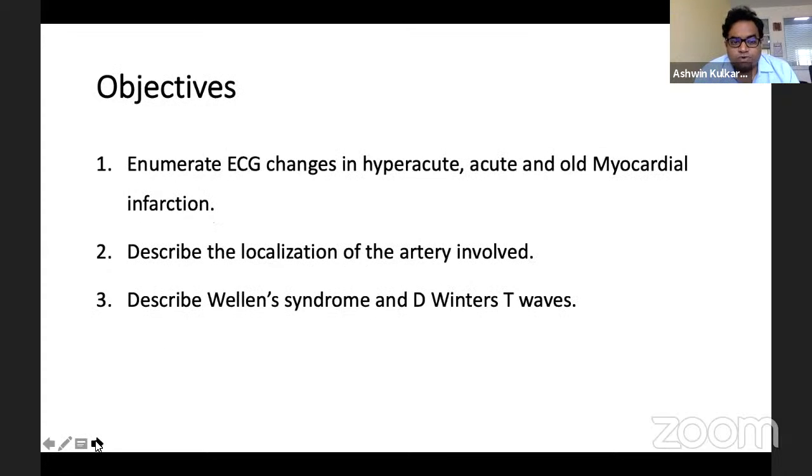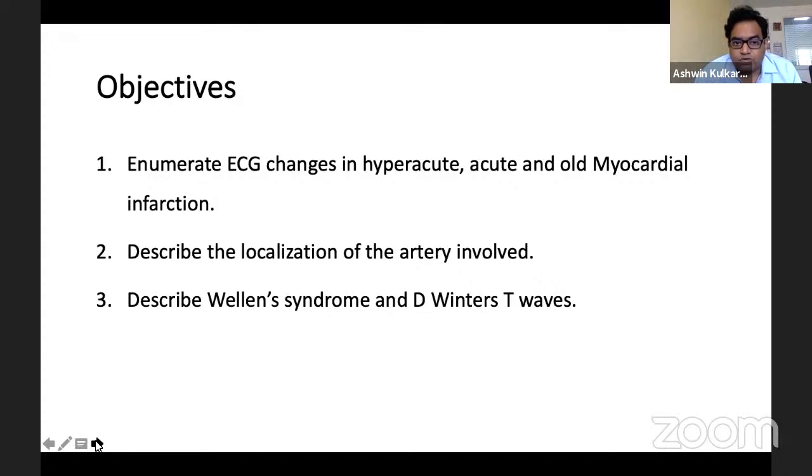So the objectives of today's class: at the end of the class, you should be able to enumerate ECG changes in hyperacute, acute and old myocardial infarction, describe the localization of the artery involved, and also describe something about Wellen syndrome and something about De Winter syndrome.